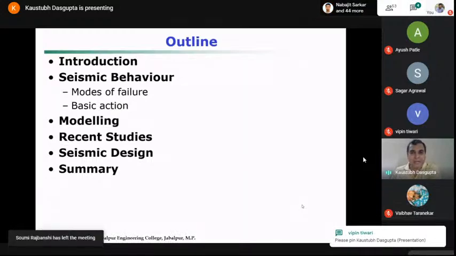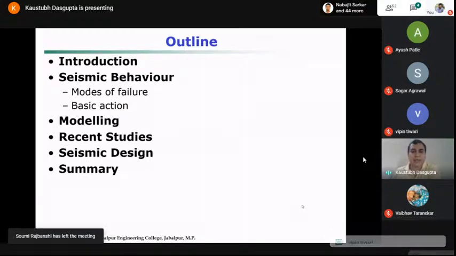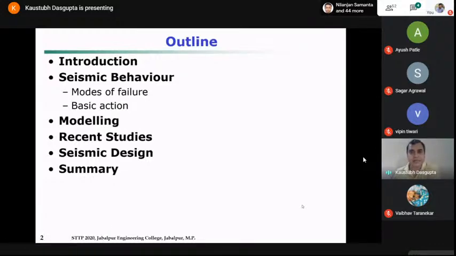Then we'll move to the modeling aspect, and then I'll try to discuss some of the recent studies we have attempted, some numerical simulation, some experimental work, in IIT Guwahati only. There are many studies people have carried out and are still carrying out on different aspects of shear wall, but we will try to get a glimpse of the main things. And then we will finally come to the seismic design, or specifically the capacity design part, and then we will summarize.